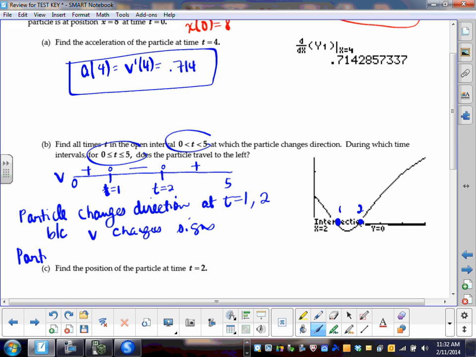Okay, now the next part says during which time intervals does a particle travel left? And so I would say the particle travels left on the interval 1 to 2 because velocity is less than 0.